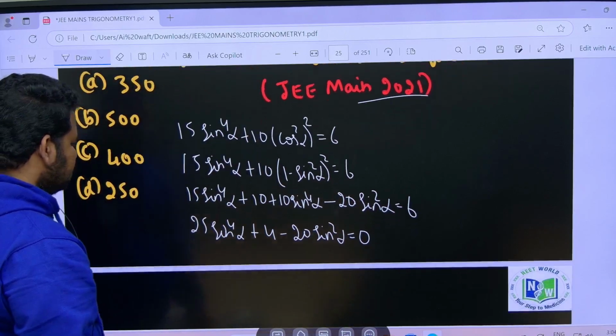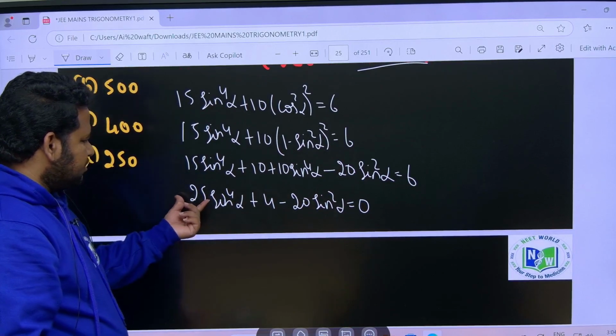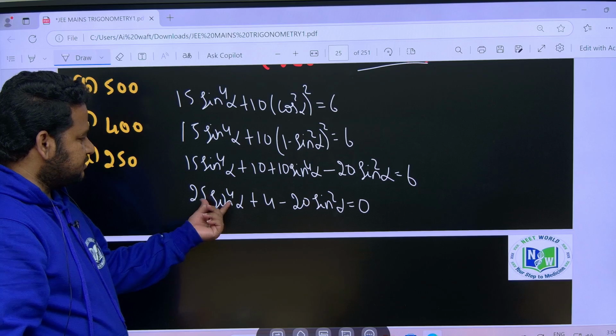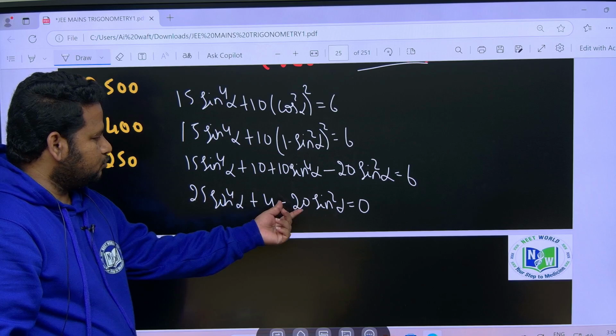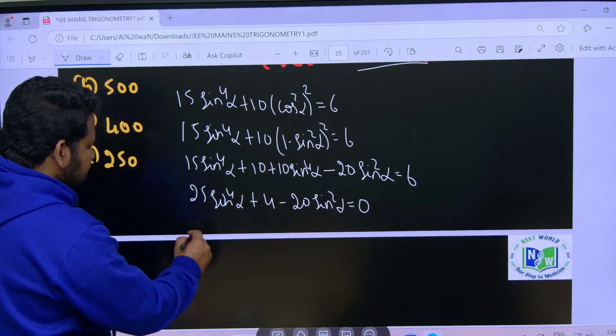Okay, now I can write this as what? This is sin square alpha whole square, so this is a square minus 2ab sin square alpha. So this is what?